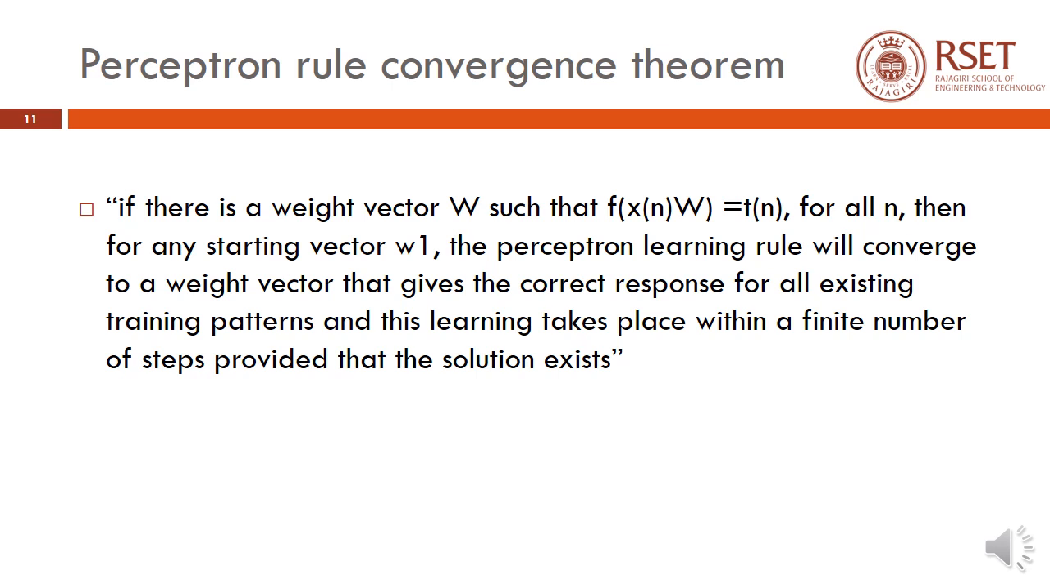So what is the meaning? If I start with any random weight vector value w1, and that corresponding product equation is satisfied, then the learning rule will converge to a correct weight value such that the desired output and the calculated output will be equal, that is, the error will be zero. So the learning process can be completed, that is, the training will be completed. This is known as the perceptron rule convergence theorem.